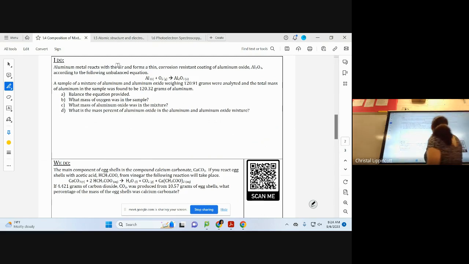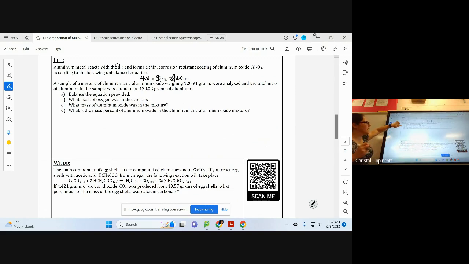So I've got even and odd. I'm going to double the odd. Remember that? Okay, so I've got 2 here and a 3 here. So I'm going to put a 2 here for my coefficient. That's going to give me 4 aluminum, and it's going to give me 6 oxygens. So I've got my equation balanced. So number 1 is done.